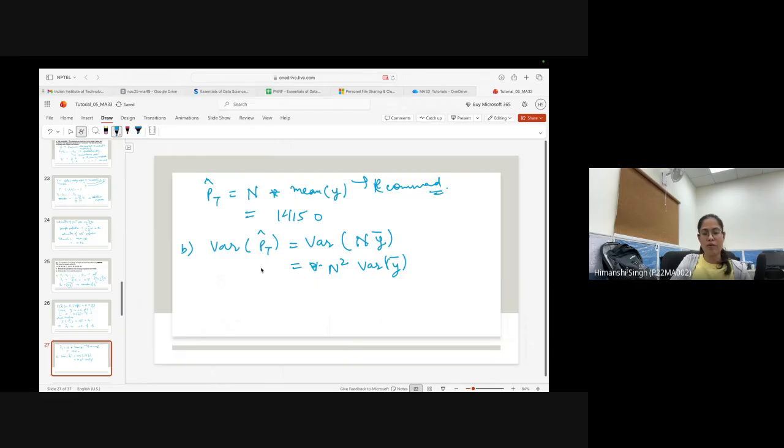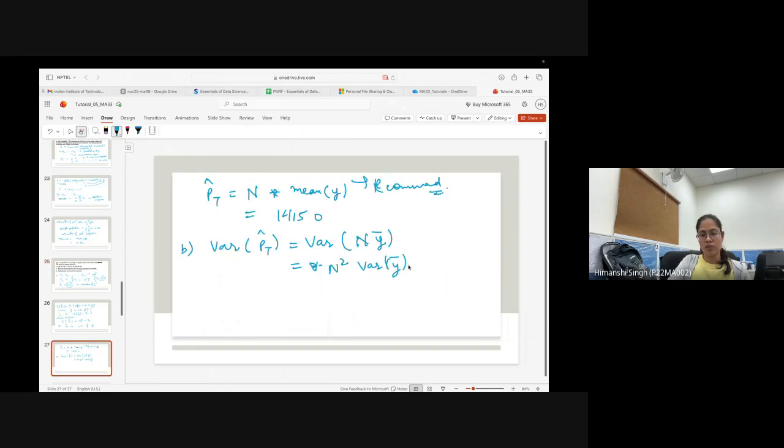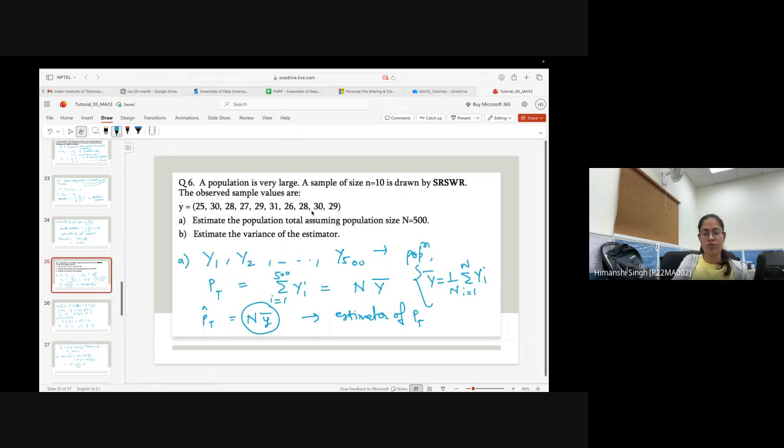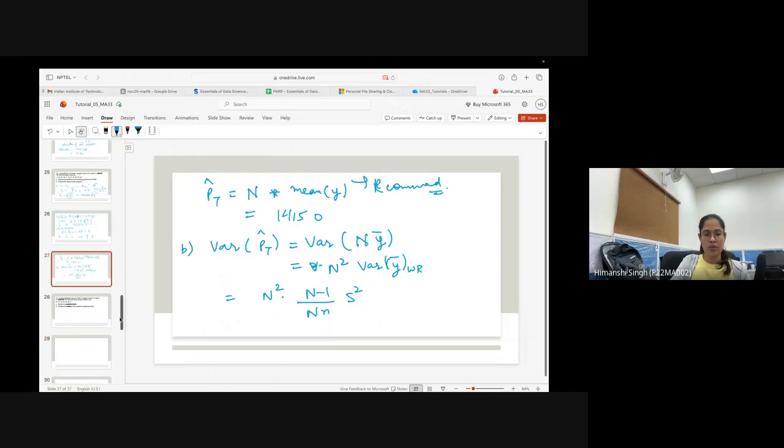Now the variance of y bar depends upon whether the technique is simple random sampling with replacement or without replacement. Let us see. It is with replacement. So here we want to calculate it with replacement. So it is N square into N minus 1 divided by N into S square over n. This is the variance of PT hat. Now, since in the question we do not know the population variance, we do not know this quantity. So I want to estimate this variance. What will be the estimator? Let us again consider the estimator.